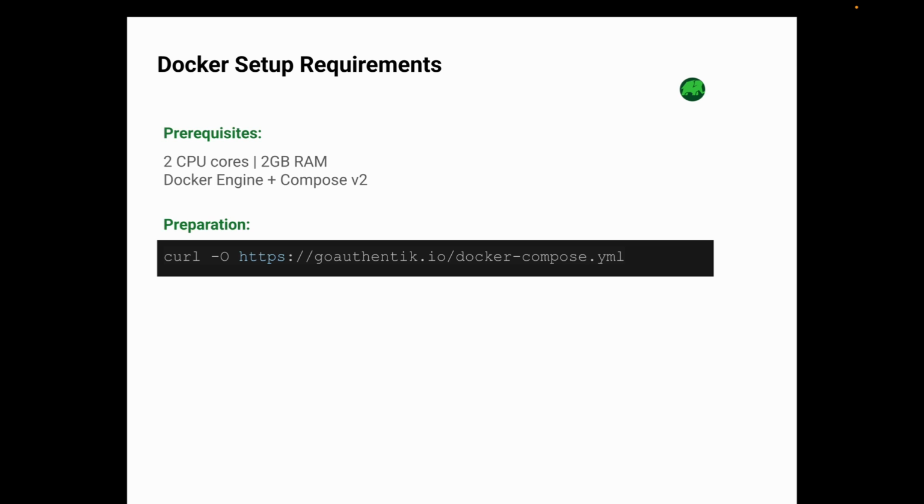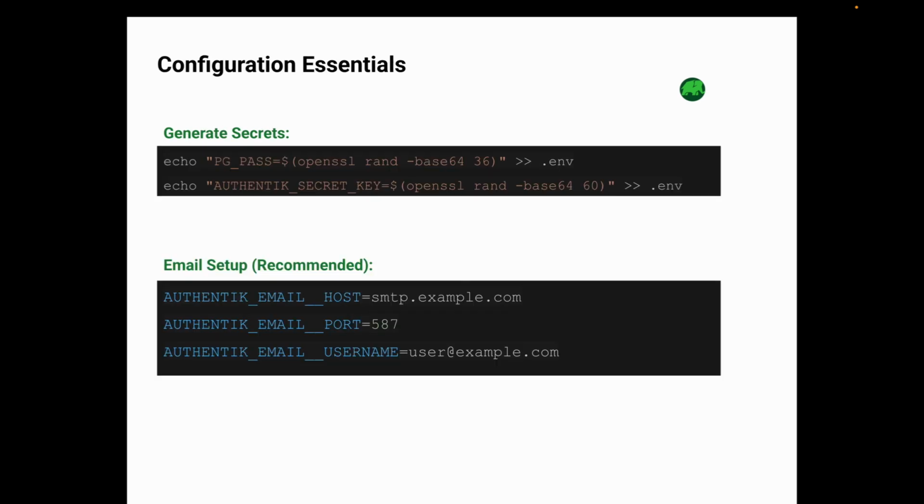Download the latest Docker Compose file. Open your terminal and navigate to the directory of your choice. Run the following command as shown on the screen. This is a fresh Authentik installation, so you need to generate a password and a secret key. Use a secure password generator of your choice, such as pwgen, or you can use OpenSSL commands to generate a password and secret key and write them to your environment variable file.